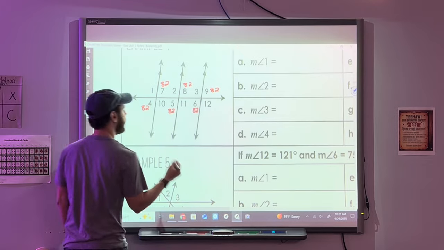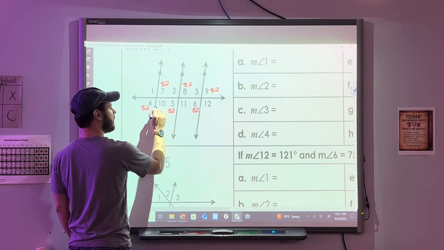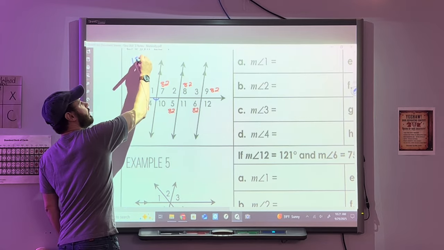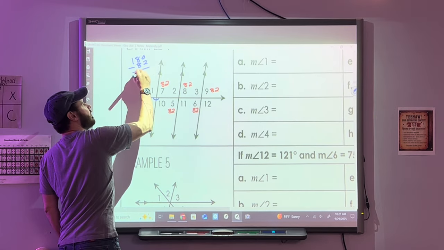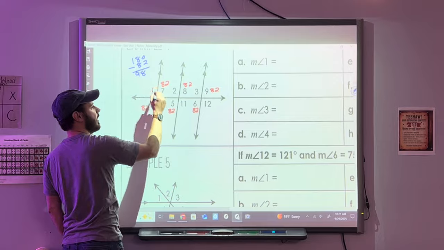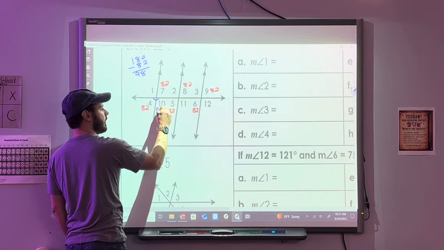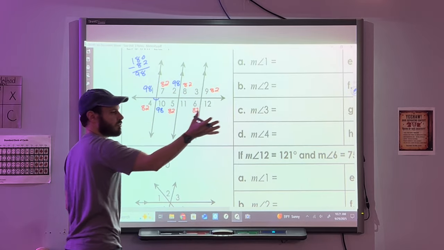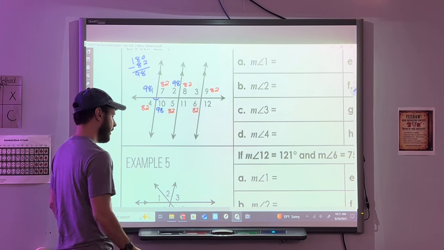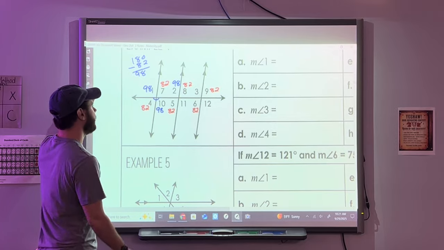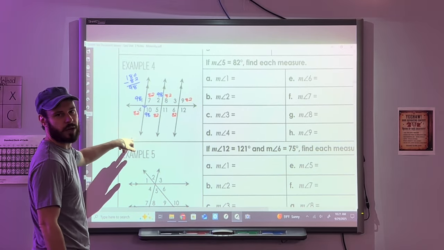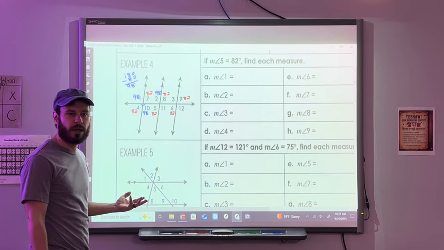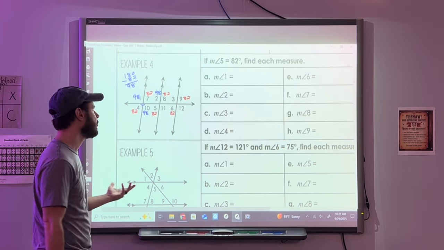And then how do I figure out what I'm missing? Well, if 4 is 82 and 4 and 10 make a straight line, 180 take away 82, that's going to be 98. So that means the rest of my angles, my obtuse ones, are going to be 98. Okay, and the rest of it, you can fill that in. And it didn't say, I believe, to explain in this one. No, it just said find. We just figured out everything. It was either 82 or 98, whether or not it's acute or obtuse. This is relatively simple.